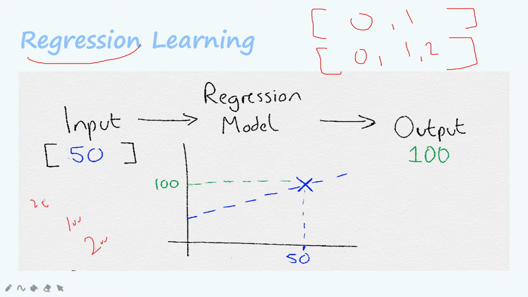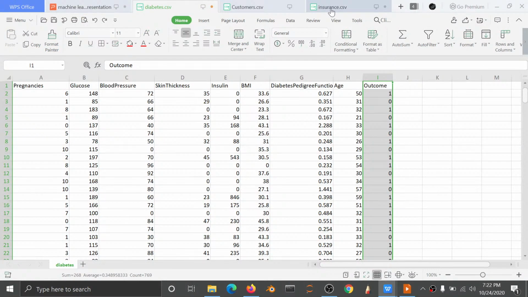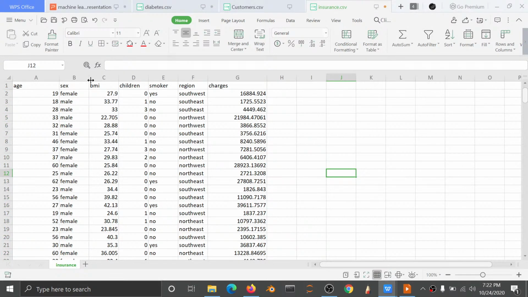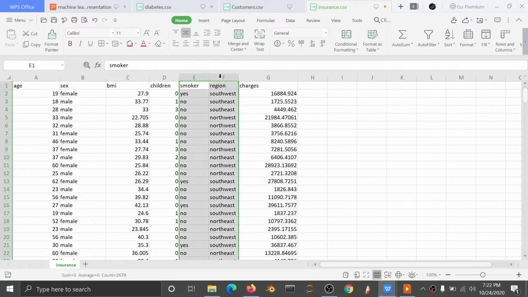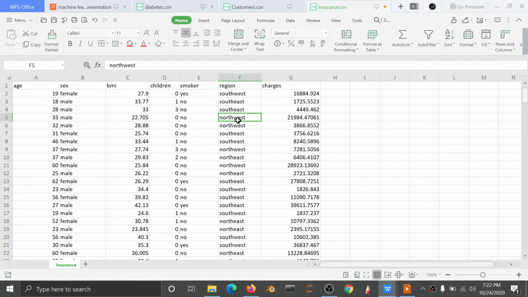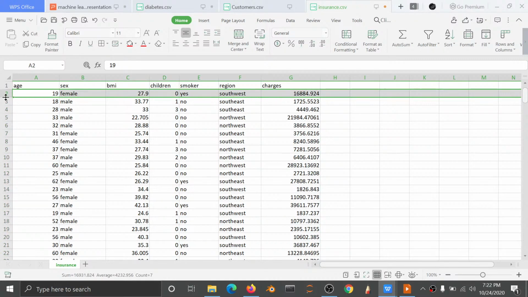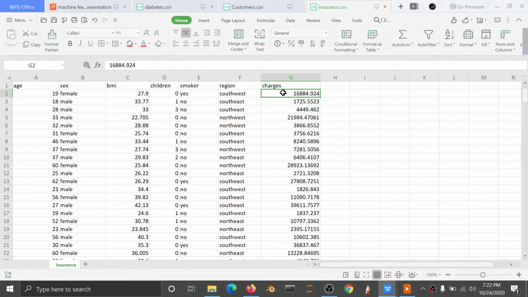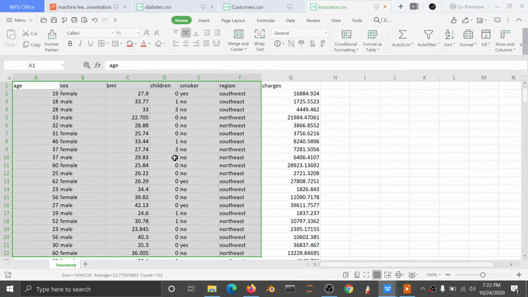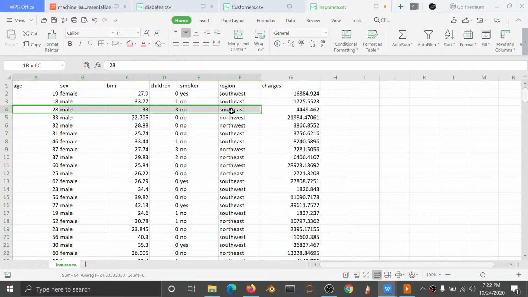One more example data set for this regression type is an insurance.csv file. Here I have age, sex, BMI, children, and region, such as southwest or northwest, and charges. Here you can see the details about one person, and here another person. The first person needs to pay 16,884 and the second person needs to pay 17,225. In machine learning, this data is called independent data. Independent data means that based on these independent values only, we get the dependent column. So based on the independent data we get some result.